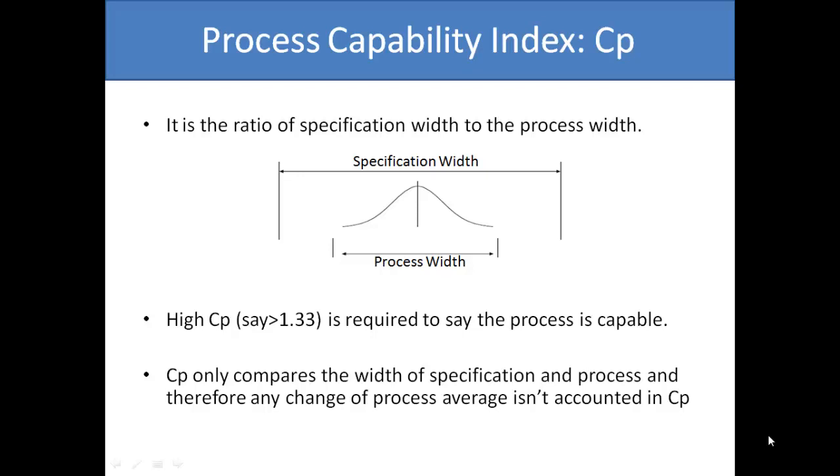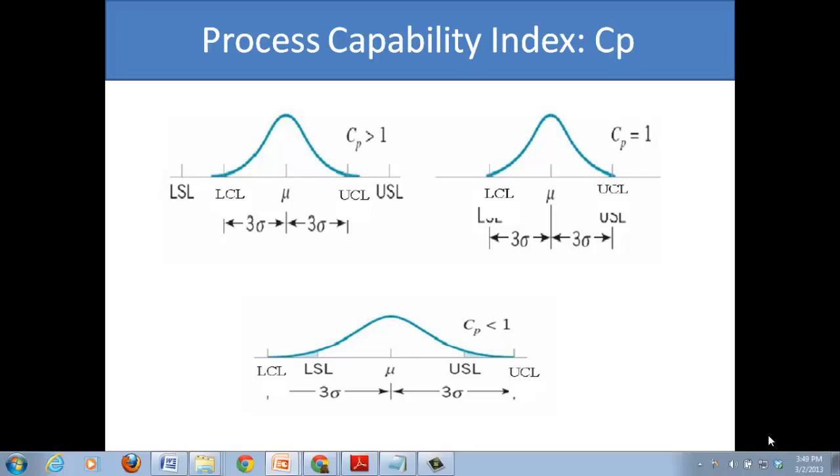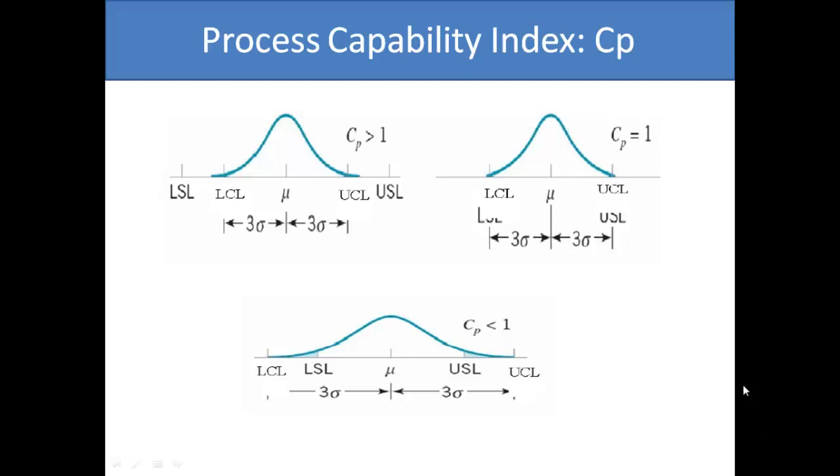We'll see a few examples. In the first figure, the process is within the specification limits, so CP is greater than 1. In the second figure, the process width is equal to the specification width, so CP equals 1. In the third figure, the process width is more than the specification width, so the process is not capable and needs controlling measures.